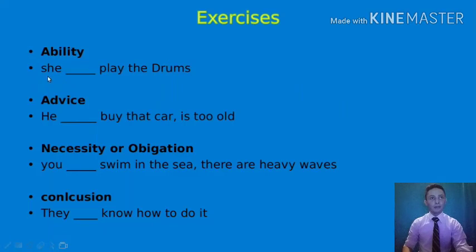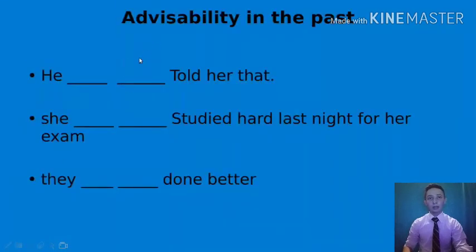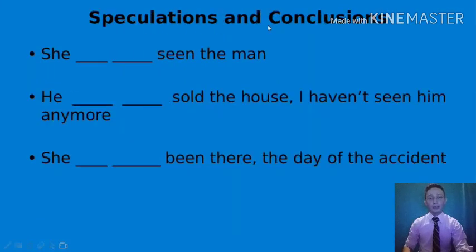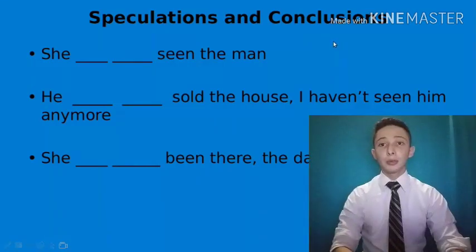We have the exercise for modal verbs to express ability, advice, necessity or obligations, and conclusions. And for the next topic, advisability in the past, and speculations and conclusions, you can take a look at the structures and try to write the right answer. This is everything for this time.